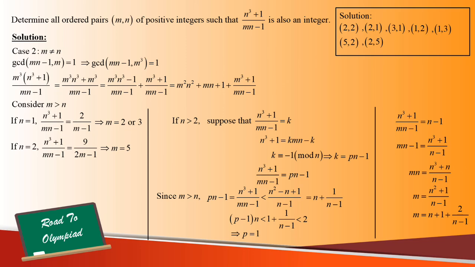Again, in order for m to be an integer, 2 over n minus 1 needs to be an integer. But with the condition n is greater than 2, the only possible solution here is n is equal to 3, which gives us m is equal to 5. So our last pair of solutions will be (5, 3), as well as the symmetrical solution (3, 5). And these mark the end of our solutions.